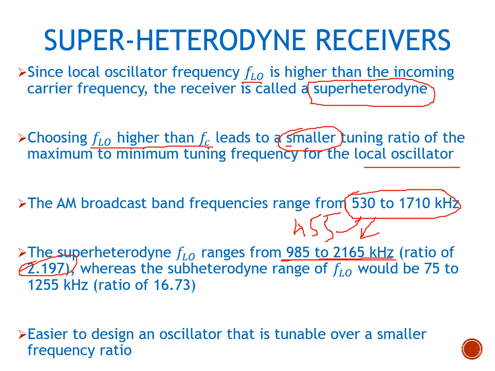If we had used a subheterodyne range, which would mean that the local oscillator has a lower frequency than the carrier, in that case the minimum frequency of the local oscillator would be 75 kilohertz and the maximum would be 1255 kilohertz. If we find the ratio between the maximum value and the minimum value, that would be a large value of 16.73. So that means if we use subheterodyne receivers, the tuning range required for the local oscillator would be very large. That is why it's not generally desired. So this completes the discussion on the super heterodyne receivers.